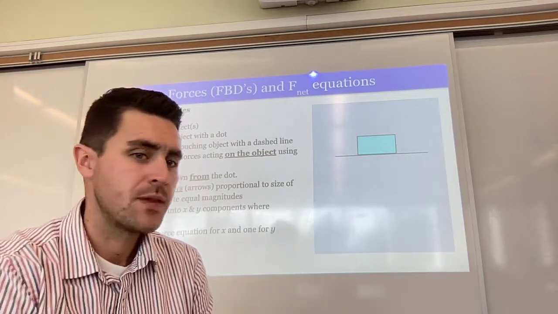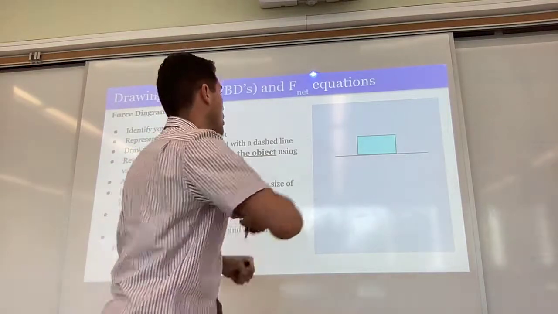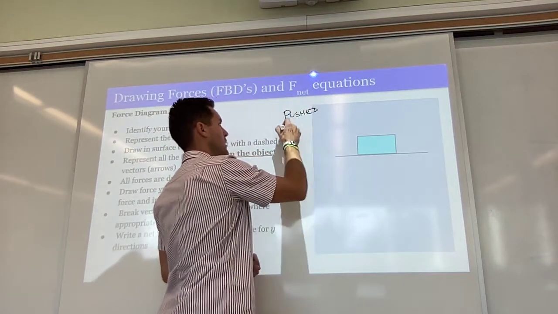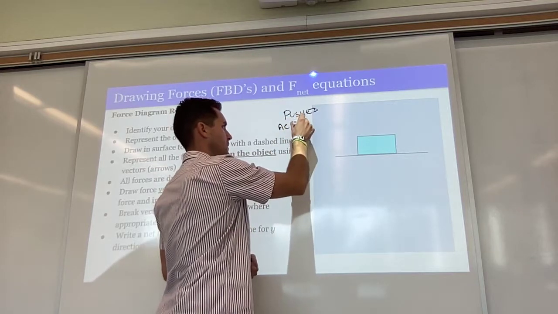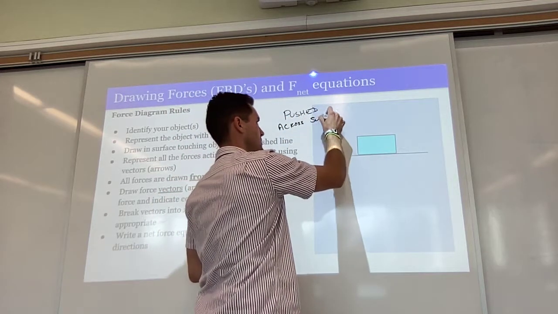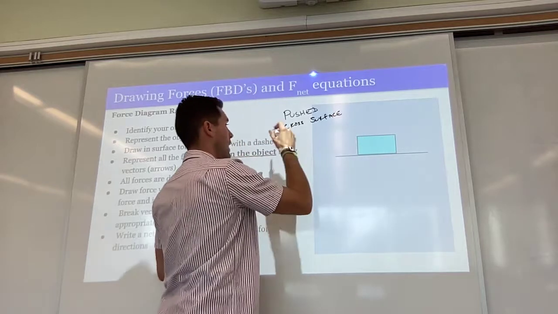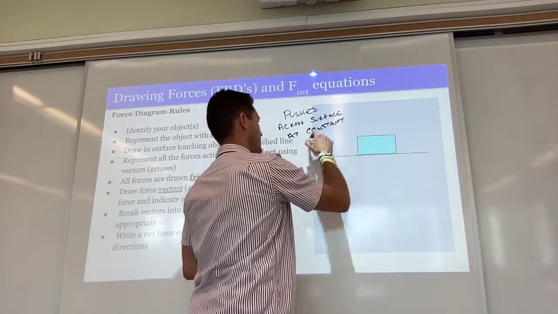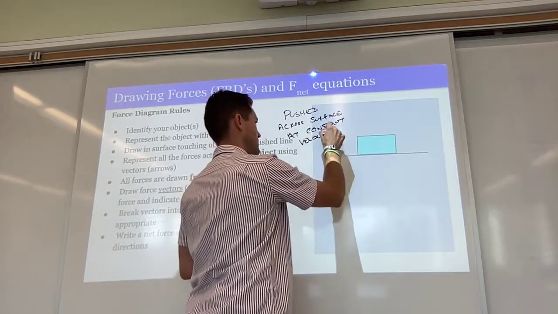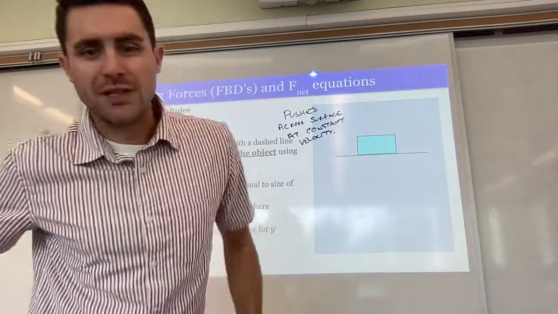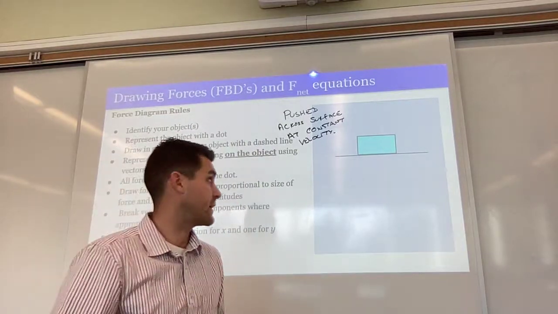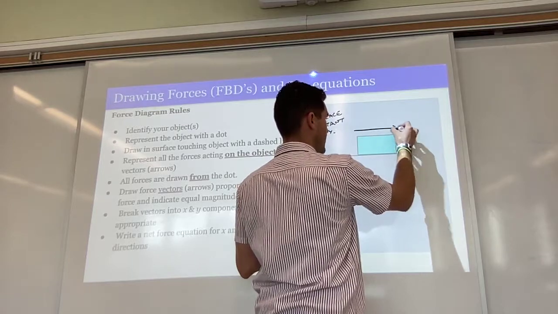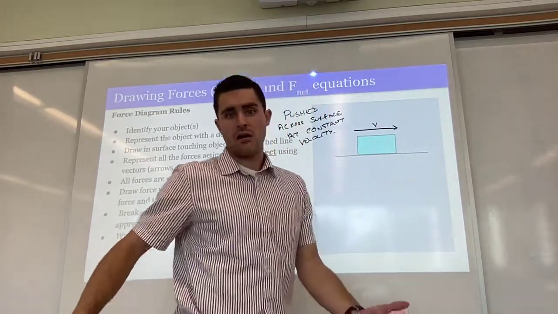So let's take this for example. This is an object that is being pushed across the surface at a constant velocity. That's what this object is. Okay, so it's sitting here, it's being pushed across the floor at a constant velocity. We can even go ahead and label that and say, hey, this is the direction of velocity. This is how I might draw this picture.